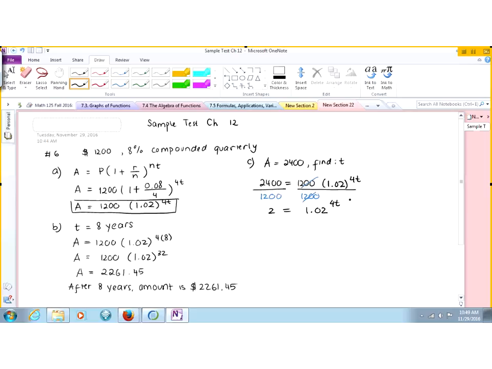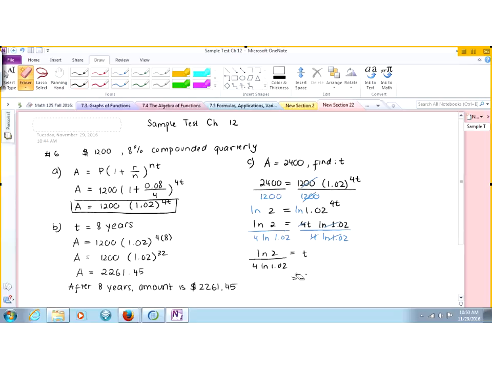Okay, good. Then what? What do you do next? Bring down the 4t, so ln both sides. Yes. So ln 2 is equal to 4t times ln 1.02, right? How do I solve for t? Divide by 4 ln 1.02, yes. Okay, good. So the 4 cancel, this cancels, so t is equal to ln 2 divided by 4 ln 1.02.